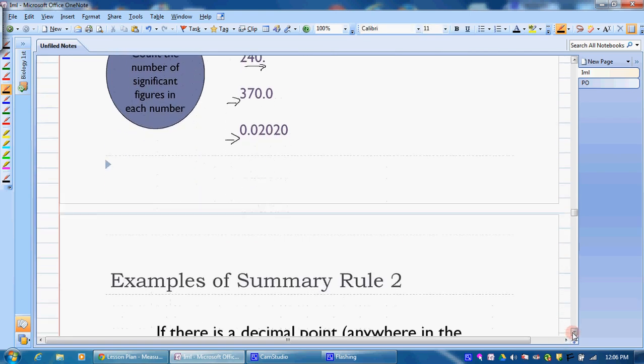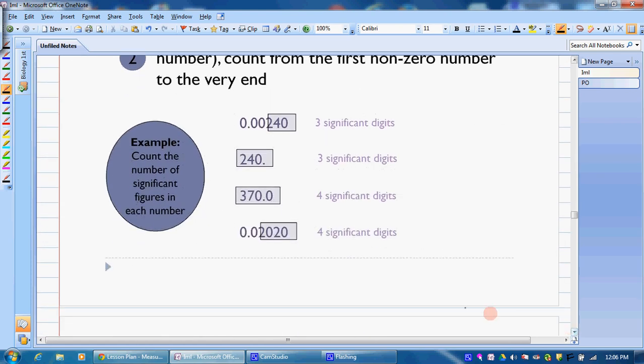Check your answers with the answers here and make sure you agree. Again, they show you exactly which ones you count. Don't start counting till you get to the numbers that are not zeros, and then you have to count till you run out of numbers.